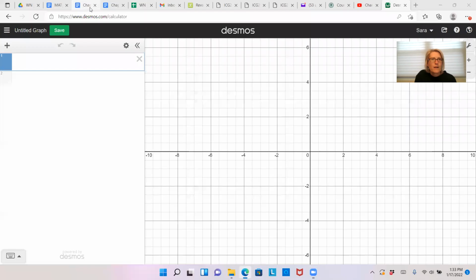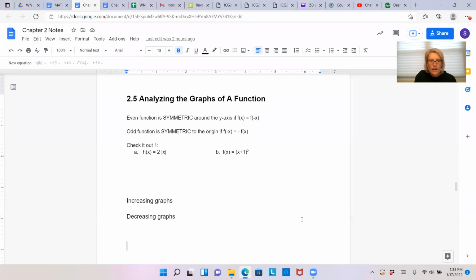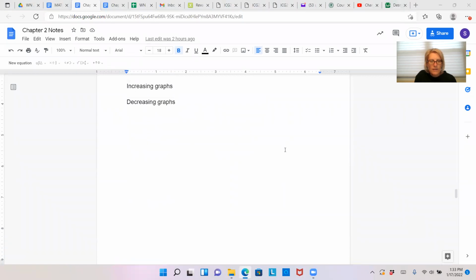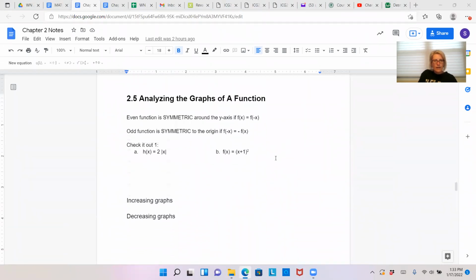Hello. We are going to be working on lesson 2.5. It's called Analyzing the Graph of Functions. And let's go ahead and get started. So if you printed out the notes, I have some of the problems listed there for you to look at.